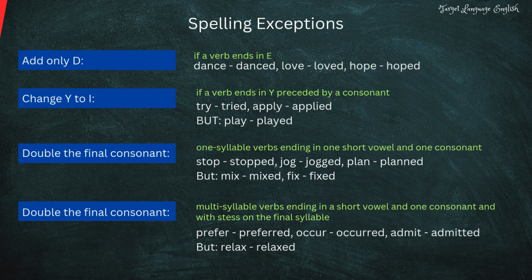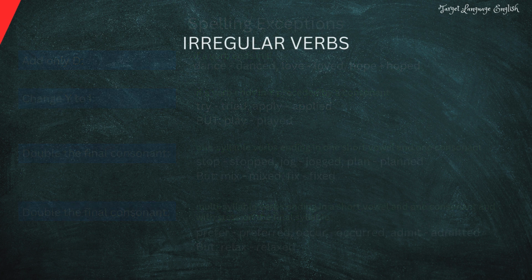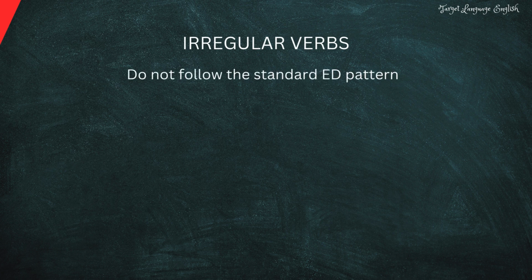But remember, if a verb ends in an x, we do not double it. Relax, relaxed. Those were the spelling exceptions of regular verbs. Now let's move on to irregular verbs. We call them irregular verbs because they do not follow the standard ed pattern when forming the past participle.